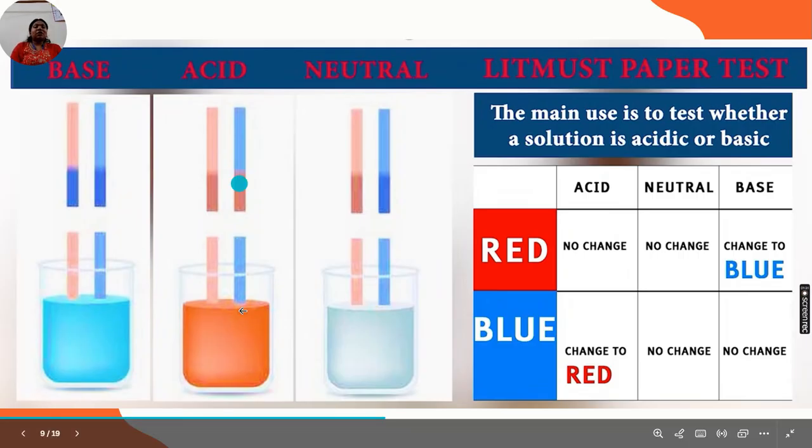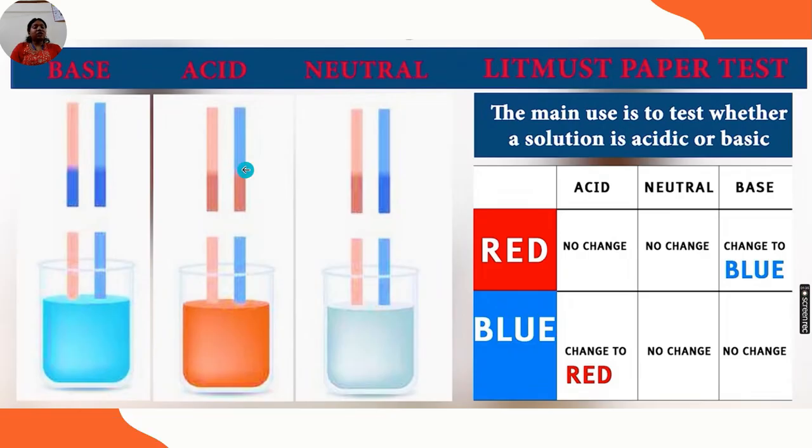And in the presence of acid, the red litmus paper remains unchanged, but the blue litmus paper turns red. And in a neutral solution, both the red and blue papers remain unchanged in color. So from this litmus paper test, we can distinguish between acid and base.